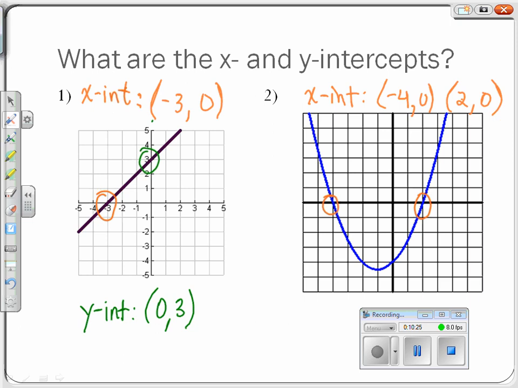And then if I look for the y-intercept, I look for where does it cross the y-axis. That happens here. And that's 1, 2, 3, negative 4. So that's 0, comma, negative 4.